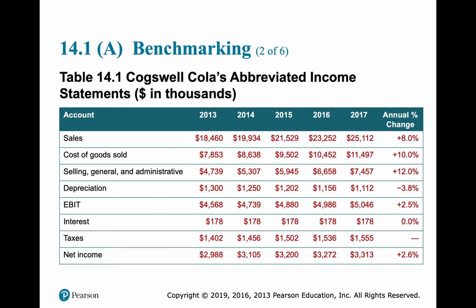So we have Cogswell Cola, and this information is the basic information that you might see on an income statement. As I was saying before, if I was to only look at 2013, I would say, well, I had net income of, let's see, it says it's in thousands, so that's about 2.9 million. But knowing that doesn't really tell me anything, right? Unless I'm able to compare it to another year or a set of years. And so that's where trend analysis comes in.